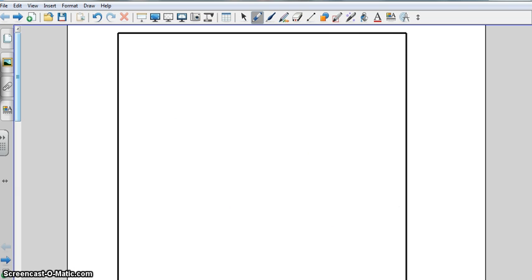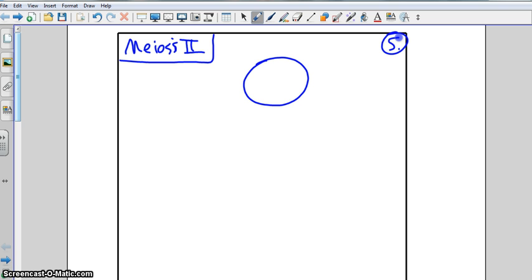All right, so down here in box number 5, we're now going to go through meiosis 2, which is a second round of cell division. But now I have how many cells? 2. I have 2 cells. So I'm going to draw 2 cells.